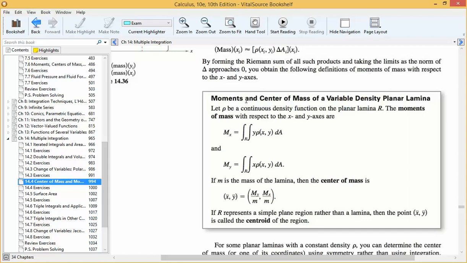Alright, it says if R represents a simple plane region rather than a lamina, then the point x bar, y bar is called the centroid of the region. Alright, so you need to find the mass, you need to find the moment about the x-axis, moment about the y-axis, and make sure you have this formula written down. For the x-coordinate, the moment about the y divided by the mass, and for the y-coordinate, the moment about the x divided by the mass.